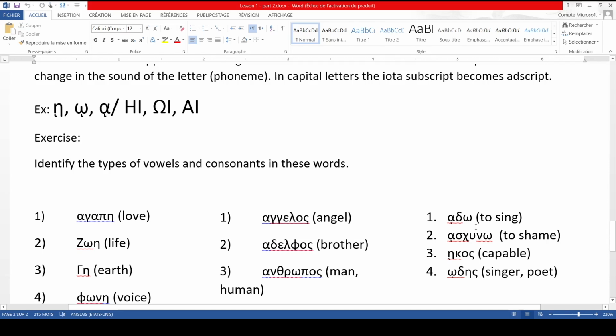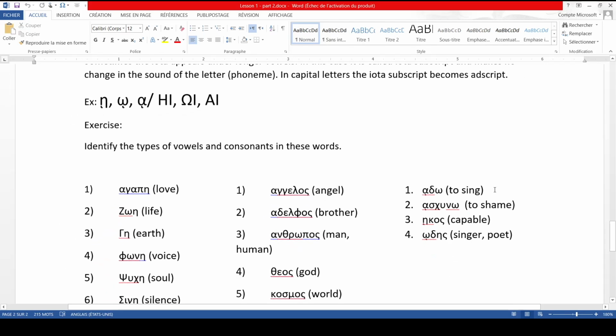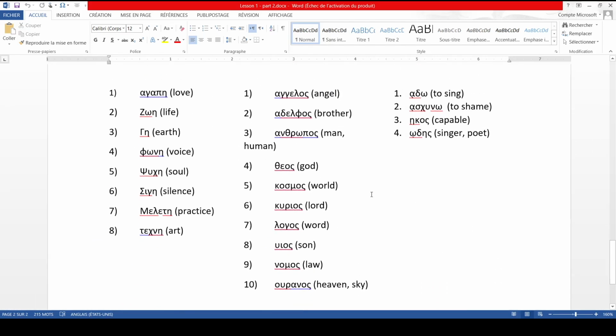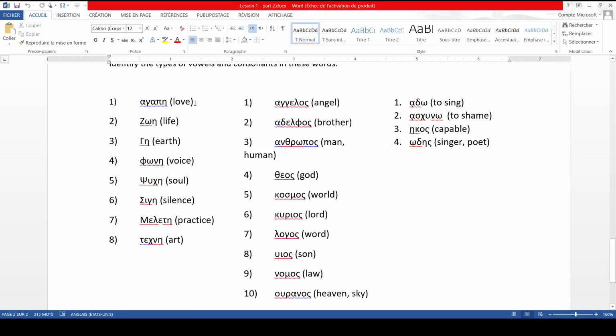I want you guys to try with the other words. Here is the complete list. Agape, love. Zoe, life. Ge, earth. Phone, voice. Psuche, soul. Sige, silence. Melete, practice. Techne, art. This is the word from which we have our word technique.